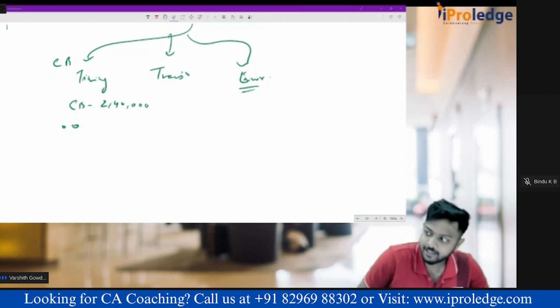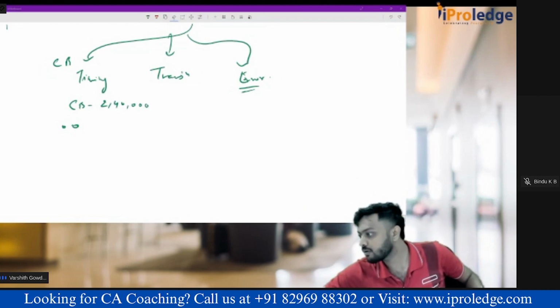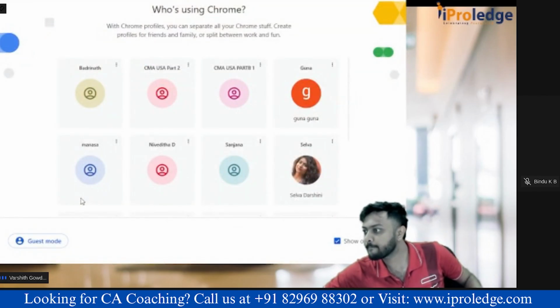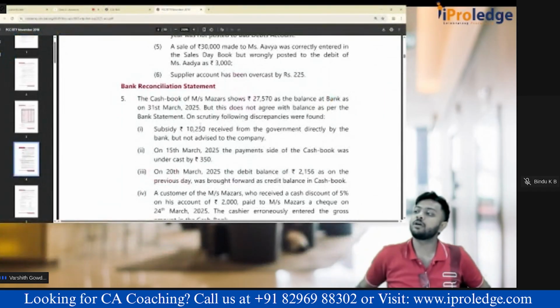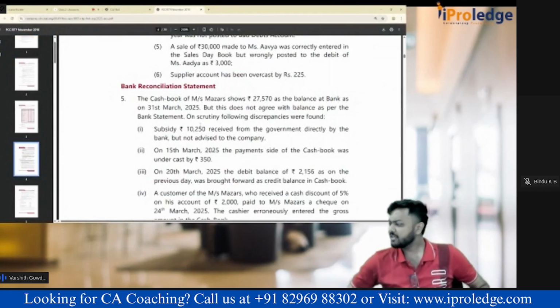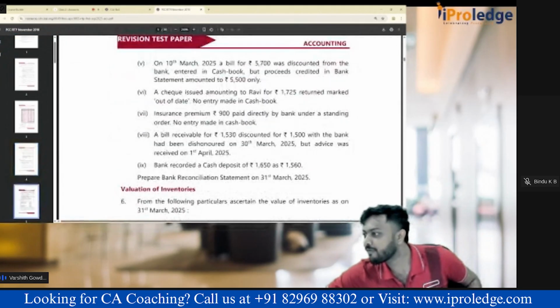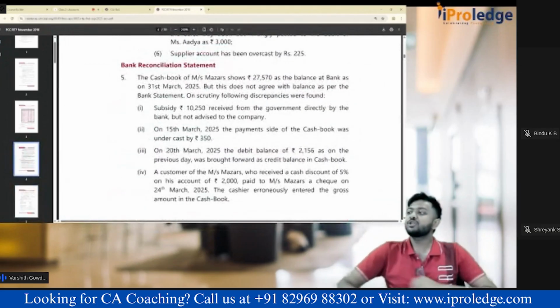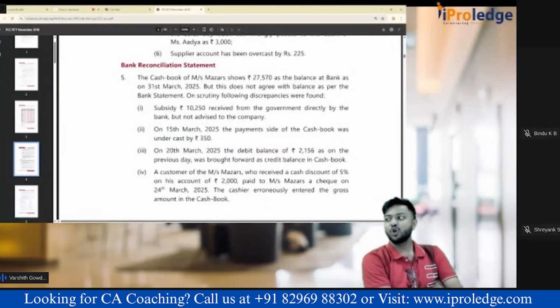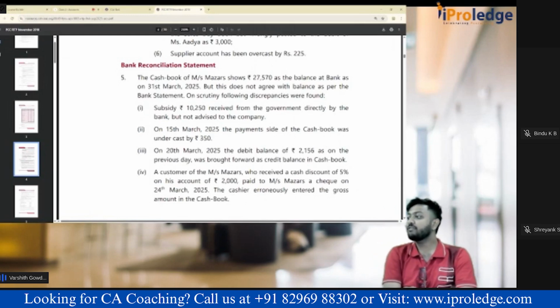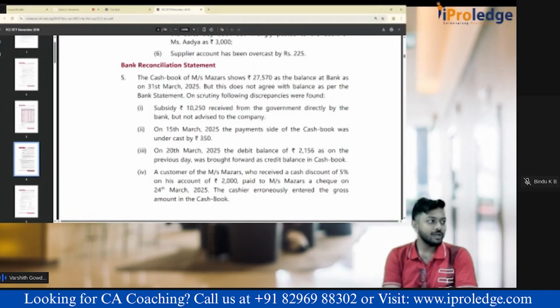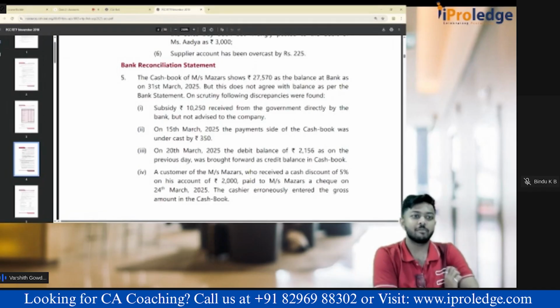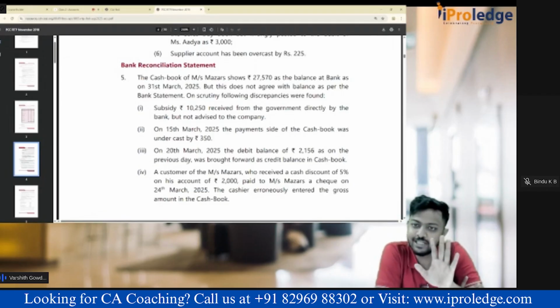So let's start. All of you are able to see it now. Have they given adjusted cash book and all here? No, normal BRS. Okay. So the cash book of Messrs. Mazars shows 27,570 as the balance at bank as on 31st March. Now tell me, is it a favorable balance or unfavorable balance? They have told me it is a favorable balance.